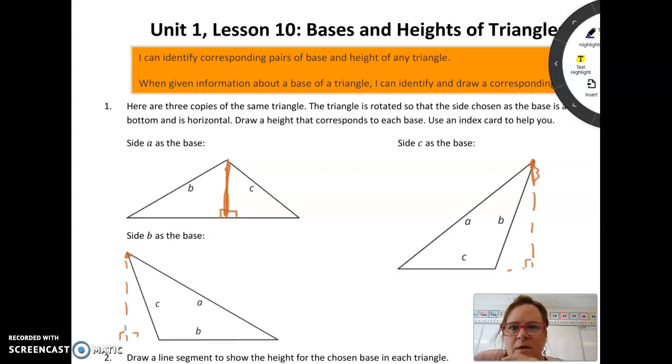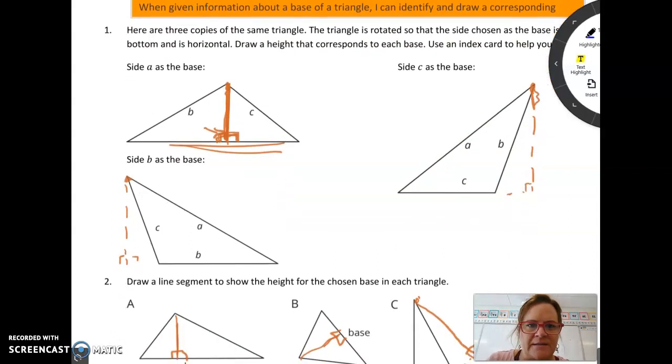right angle. So if side A is the base here, that's this bottom base, then to draw the height, I went right up to that opposite vertex and went straight down. So it's inside the triangle, but the goal is to make sure that you have a 90-degree angle right here so that you're coming straight down. If side C is the base, then I went to the opposite vertex and I actually went straight down. Do you see that? So the height would be right here.